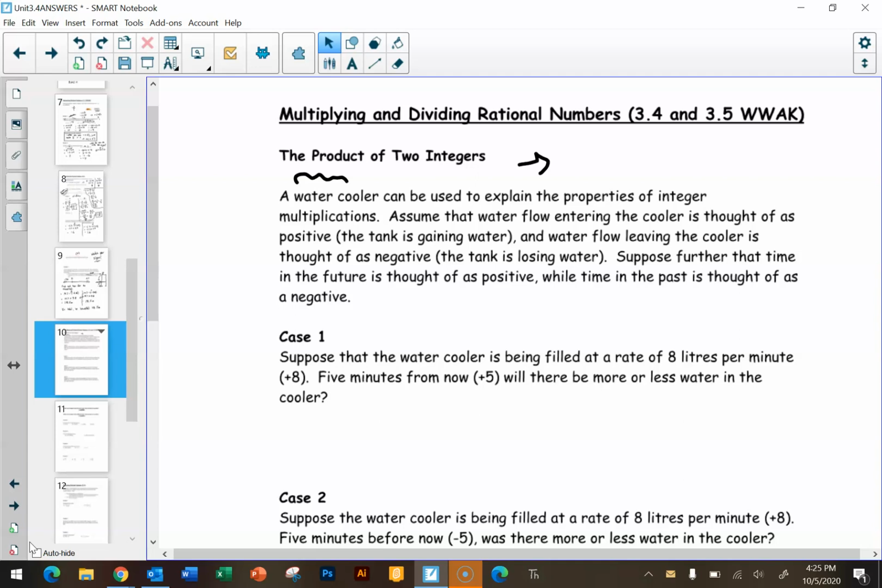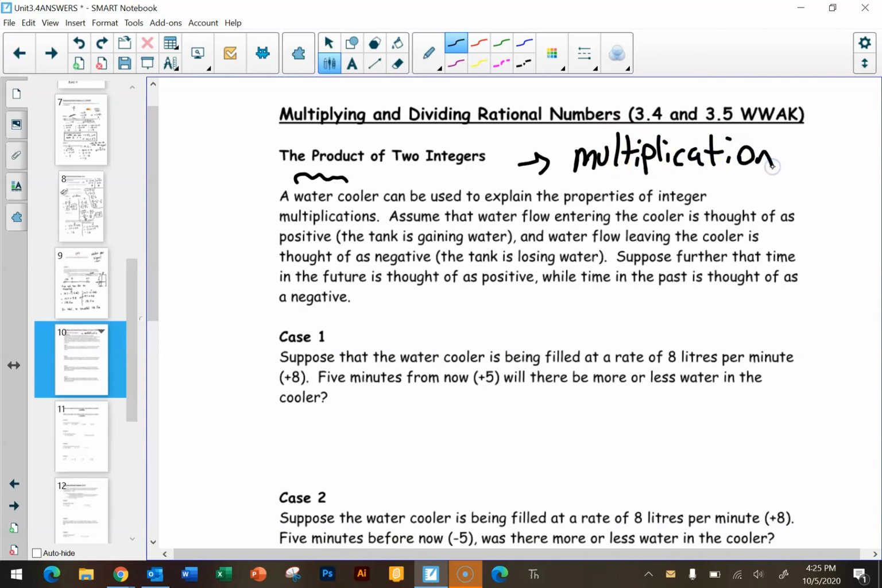So let's look at the first part here, the product of two integers. Remember, whenever we see the word product, what it really means is multiplication. Okay, so we're going to start with multiplication. First part here is a water cooler can be used to explain the properties of integer multiplications.